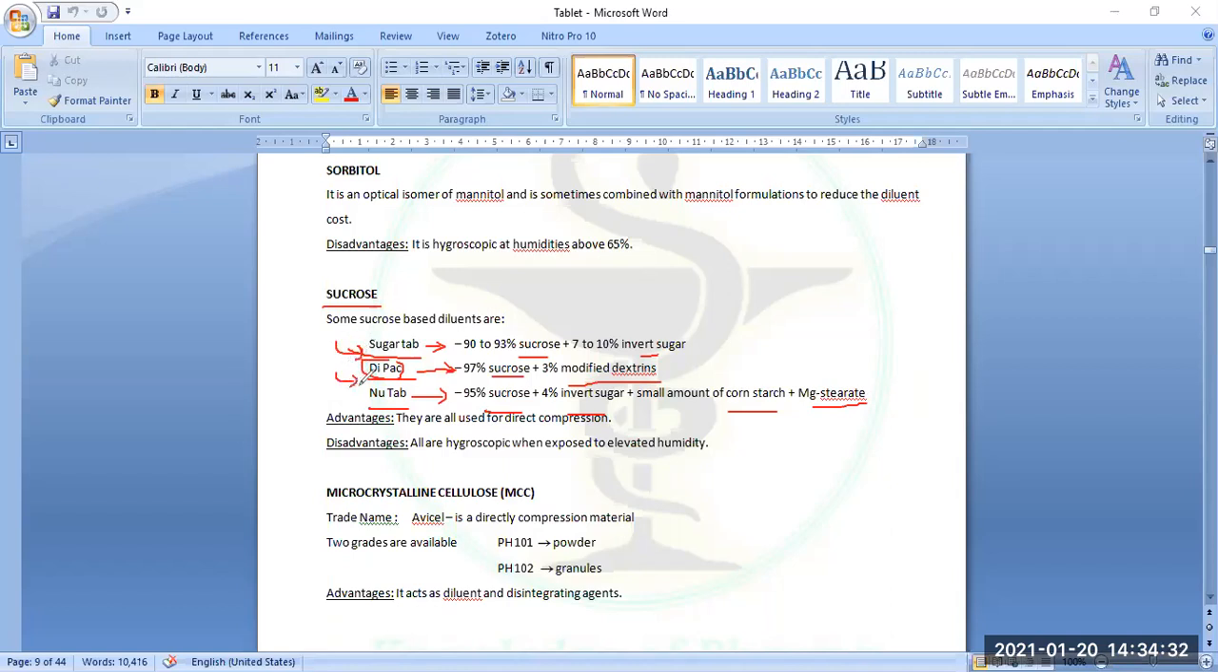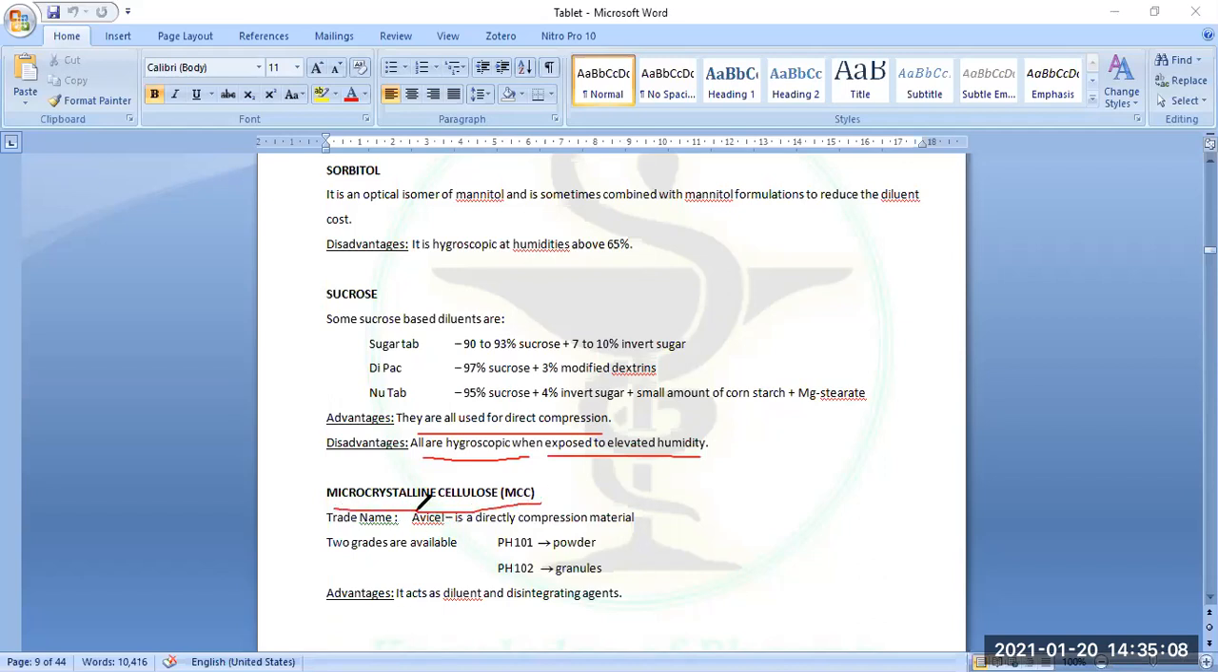Why do we combine these ingredients? Because they form directly compressible products and improve flow. Especially here, magnesium stearate is used as a lubricant in the formulation, improving flow and lubrication. A small amount of cornstarch also enhances the flow property of the tablet. So these are some advantages of combined diluents. Advantage: directly compressible. Disadvantage: hygroscopic when exposed to elevated humidity.